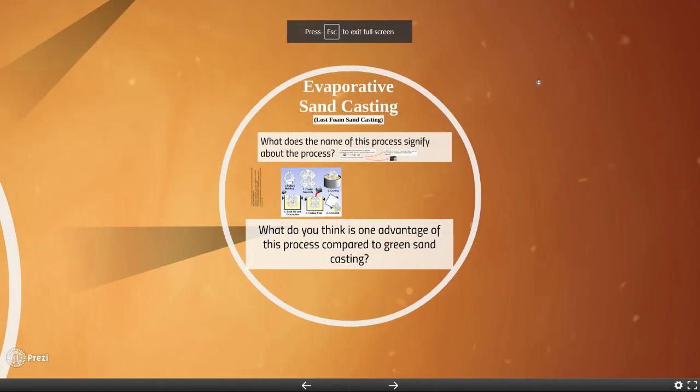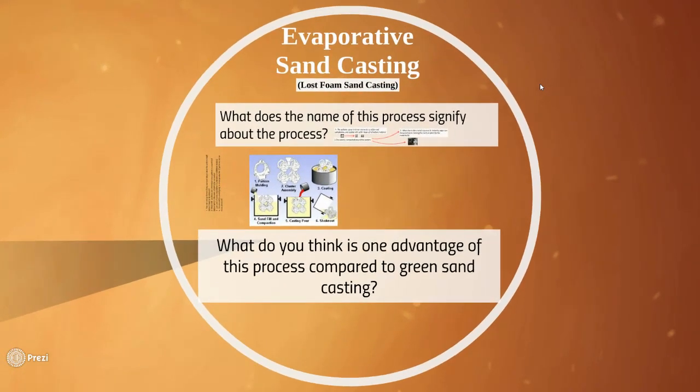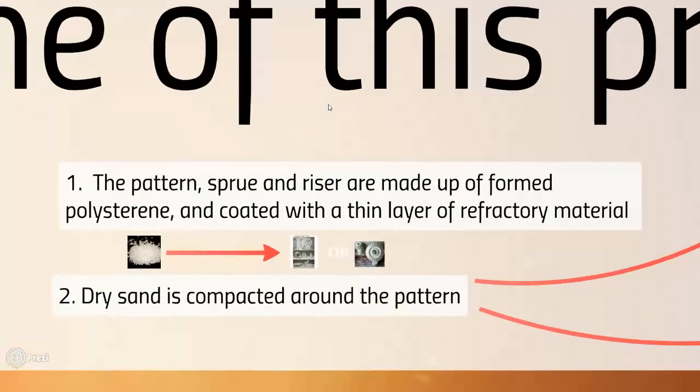And so we're going to move on to evaporative sand casting. Now another name for evaporative sand casting is called lost foam sand casting. And the reason why it's called that is because you use materials that are essentially foam and then they essentially disappear. So this is the way it starts out.